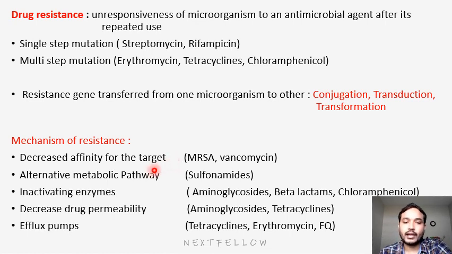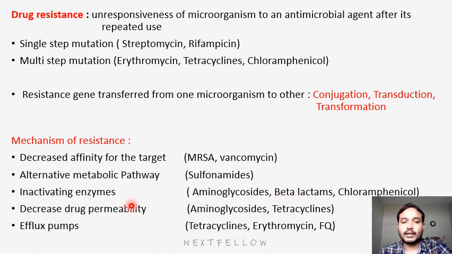Next one will be an alternative metabolic pathway. By developing an alternative metabolic pathway, bacteria will get resistance to which drugs? Sulfonamides. Next, by developing inactivating enzymes like beta lactamase and penicillinase enzymes. These enzymes will degrade the drug, or the antibiotic. So when it degrades the antibiotic, it doesn't show any effect on the bacteria, there will be no response, and no killing of bacteria. The drugs affected by inactivating enzymes are aminoglycosides, beta lactams and chloramphenicol.